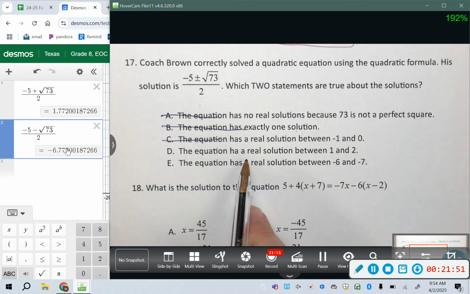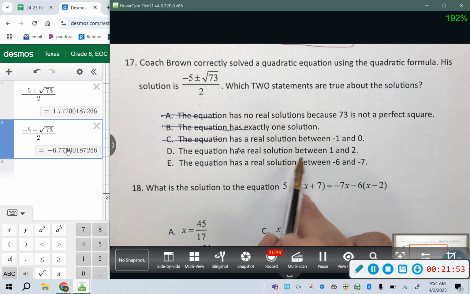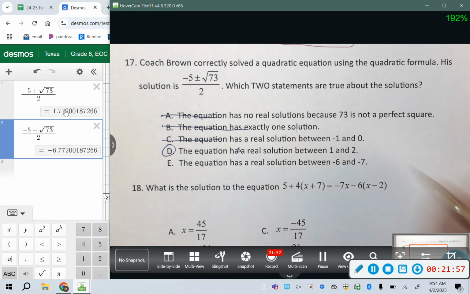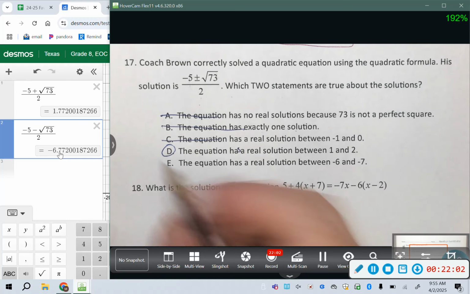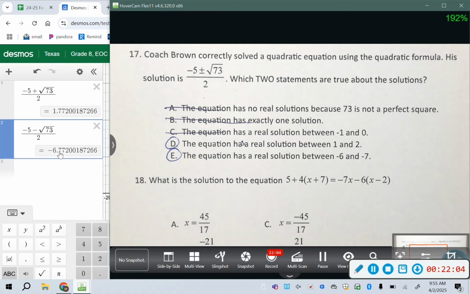It says the equation has a real solution between 1 and 2. Well, 1.7 does fall between 1 and 2, so that is true. And the equation has a real solution between -6 and -7. That falls between -6 and -7, so that is true. D and E are your answer.